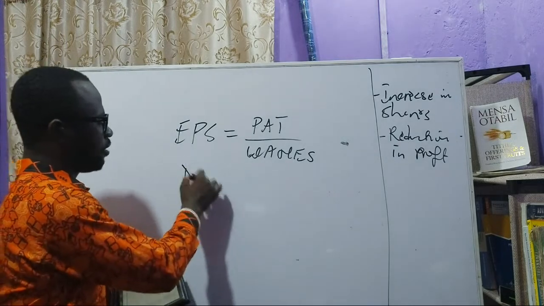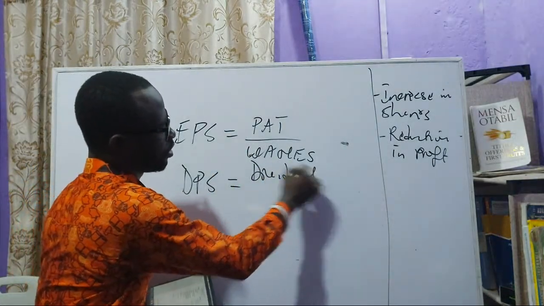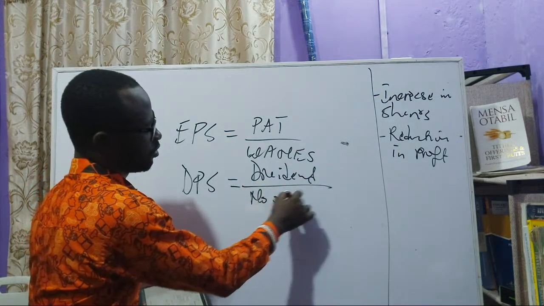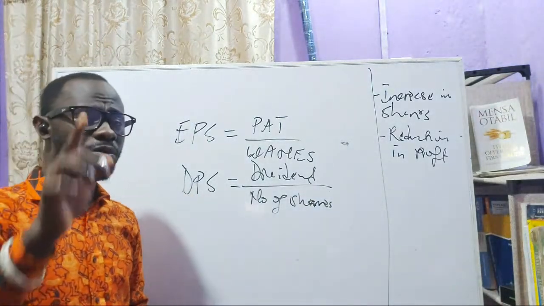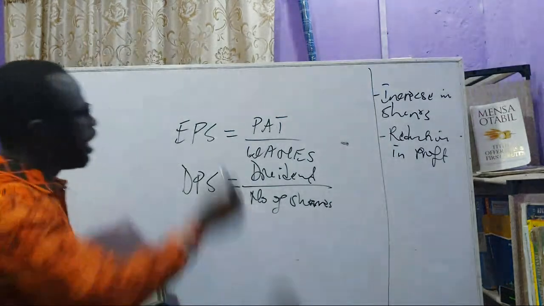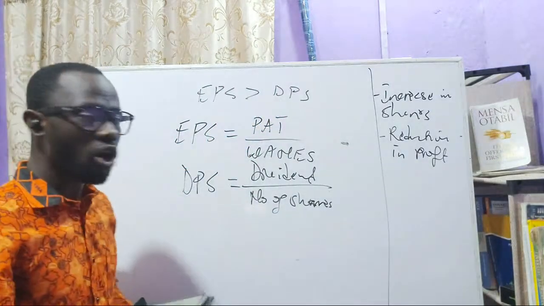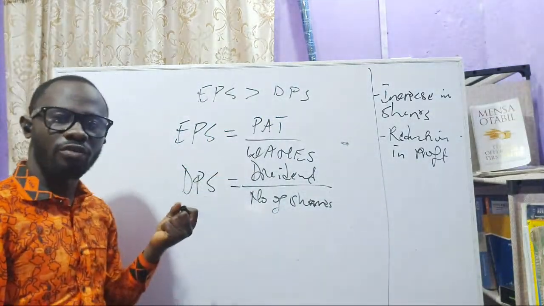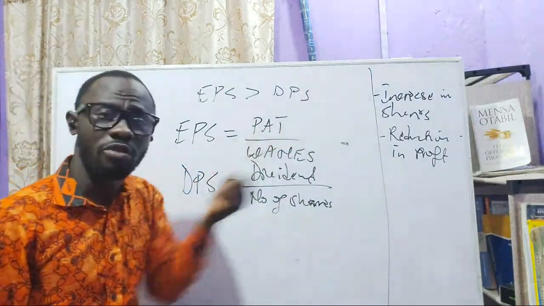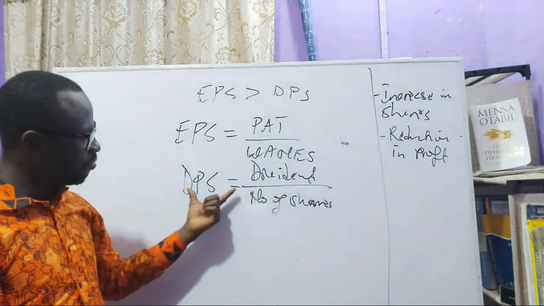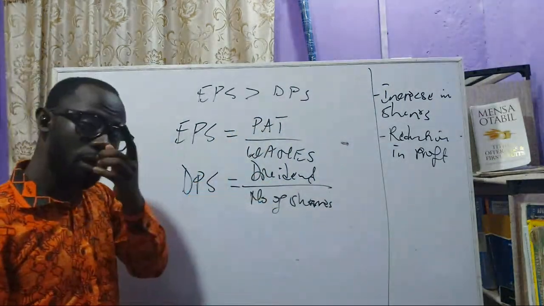Dividend per share, DPS. The dividend per share is just the dividend payable divided by the number of shares. Remember, when I was doing the introduction, I explained this to you. Earnings per share is always greater than dividend per share. Why? Because entities retain profit. The profits they earn during the year, they don't pay 100% out as dividend. So they are going to be retaining some. So because they will retain some, it means the dividend that they will actually pay will be less than the earnings that they had during the year. So that is the concept about dividend per share.